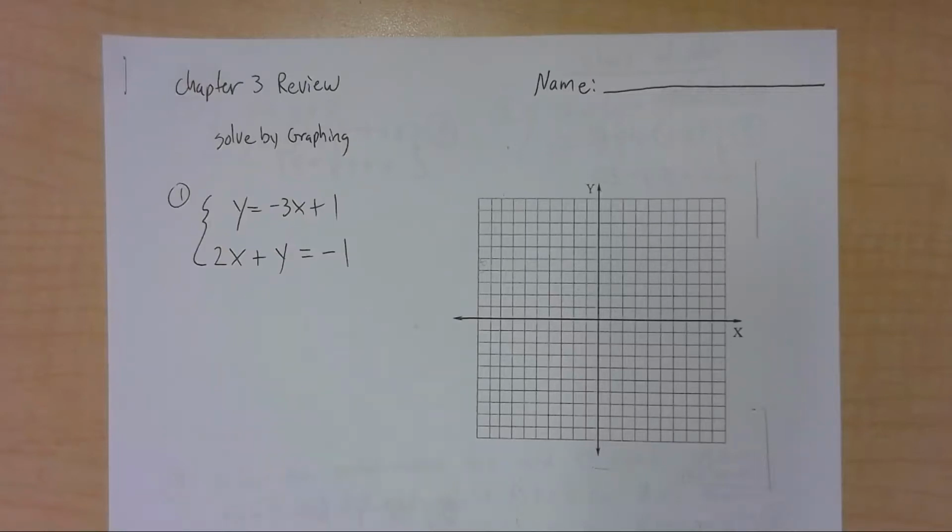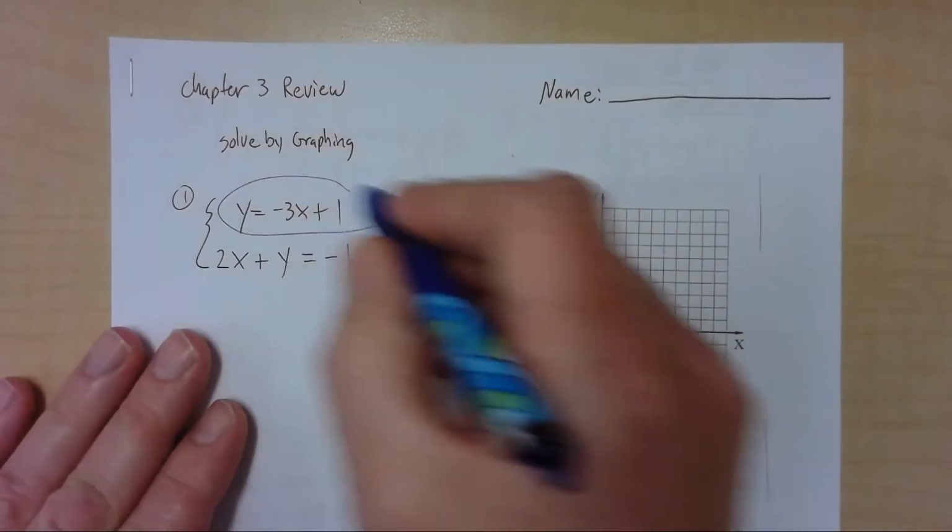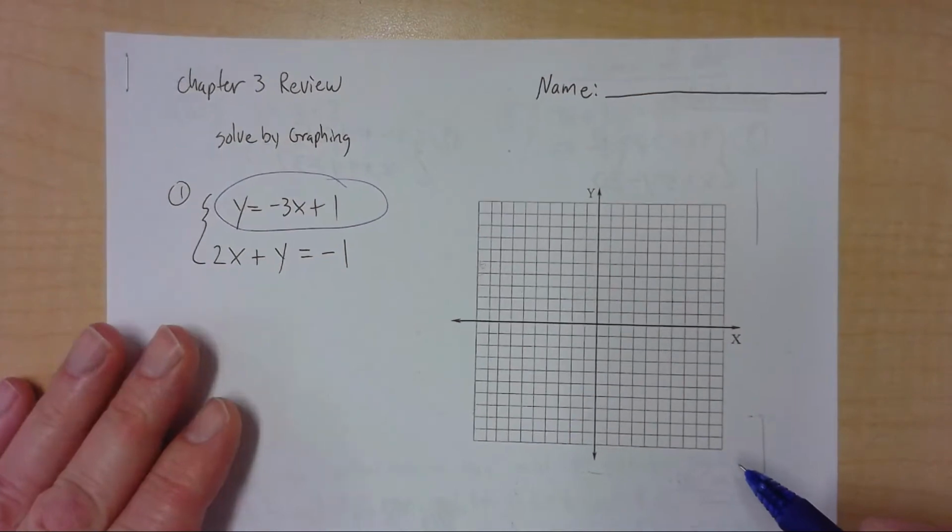All right, let's try and breathe some life into this chapter 3 review. So we're going to graph the two lines and see where they cross. This one is already ready to graph.